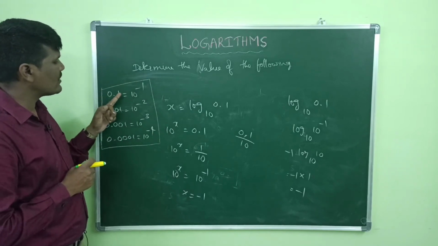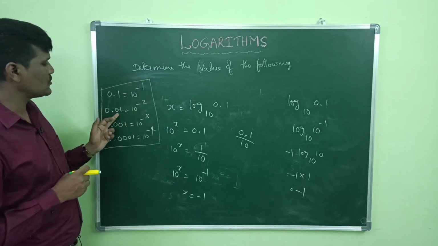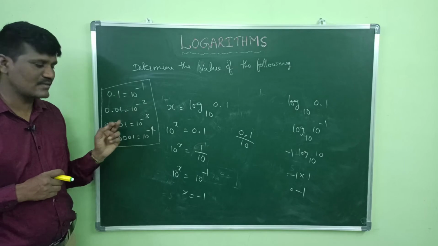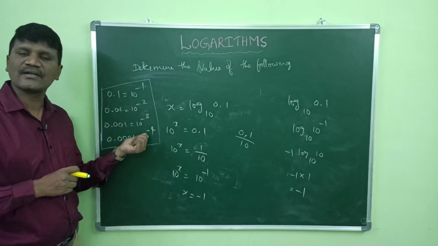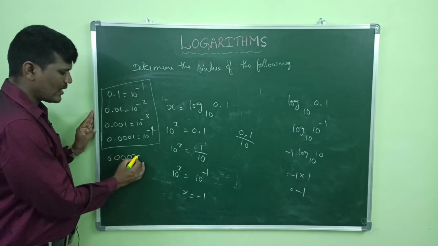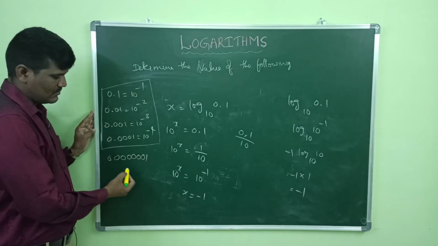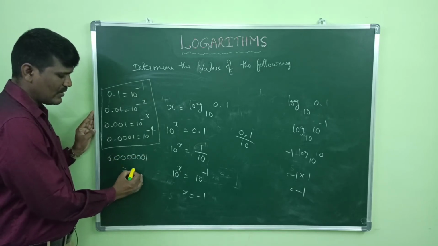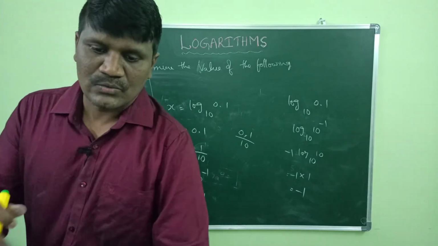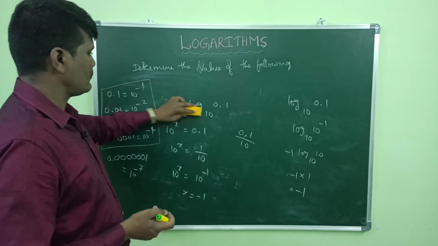So 0.1 is equal to 10 power minus 1, 0.01 is equal to 10 power minus 2, 0.001 is equal to 10 power minus 3, 0.0001 is equal to 10 power minus 4. Or else, if there are 7 digits, then I can write 10 power minus 7 like this. Okay, some more problems, let us see.